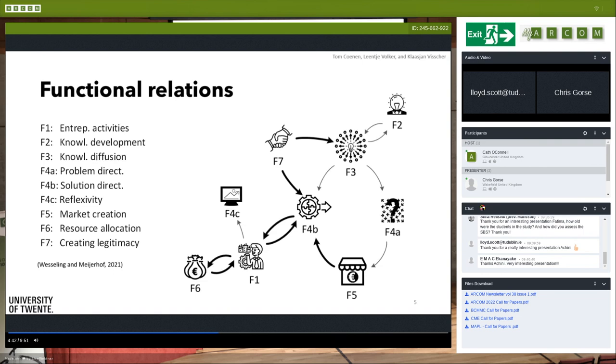And here you see the predominant sequences of functions we found by analyzing the events. And we find several patterns that are particularly interesting. So first, it appeared that the entrepreneurial activities lead to convergence of the solution space, while in return, a clear and more convergent solution, such as modular elements, led to more entrepreneurial activities.